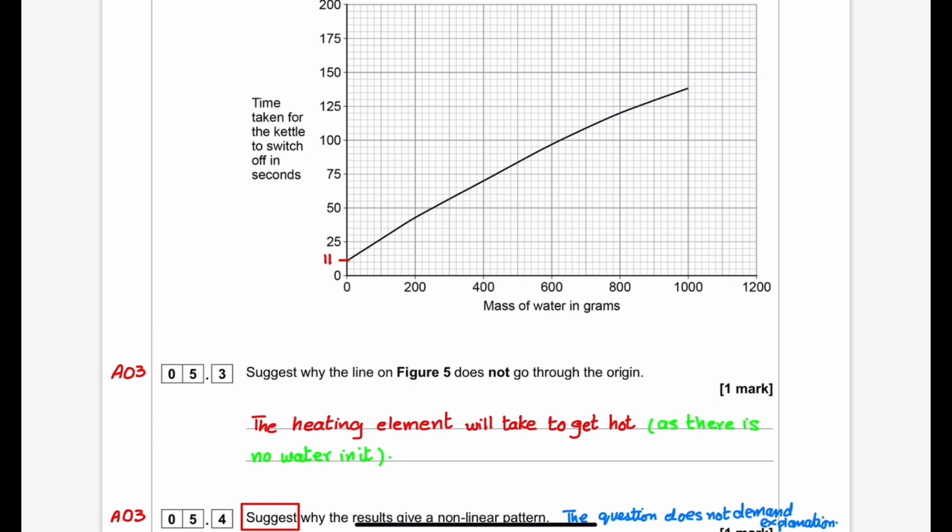If you look at the trend in the graph, as the mass is increasing, the graph is not going up. Instead of going up, it is going curved. So it shows that it is taking less time to get hot. So most of the energy is used to make the water hot or make the water boil. So most of the energy is not wasted in the surrounding, which shows the efficiency of the kettle. Let's see the model answer.